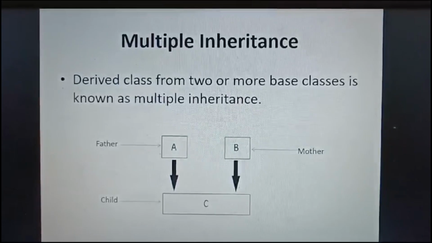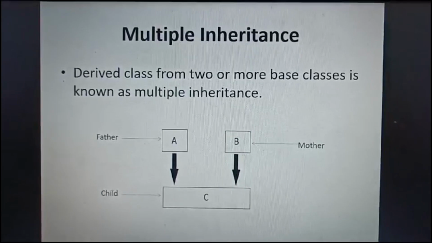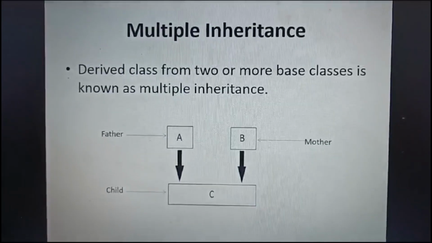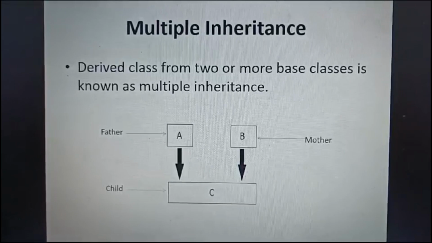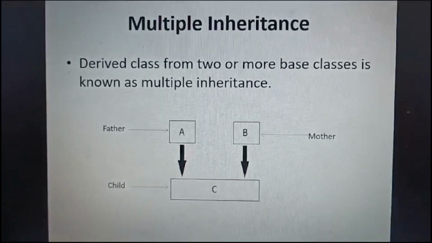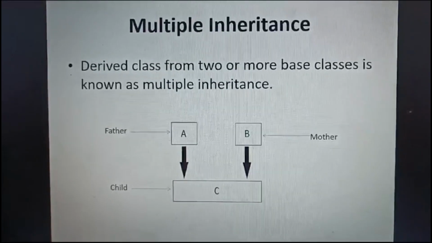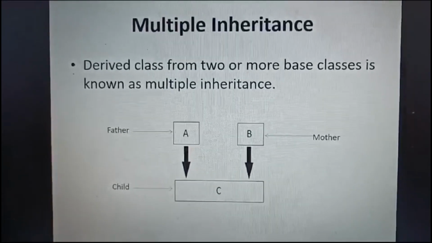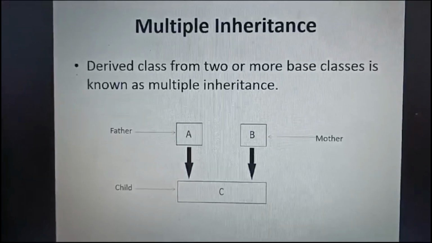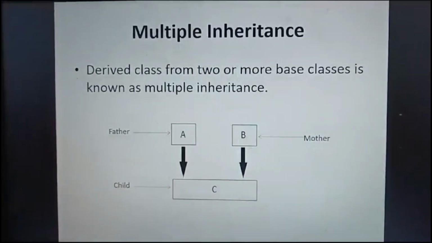Next is multiple inheritance. Multiple inheritance means deriving a class from two or more base classes. Like we have more than one base class. In this example, class A is there and class B is there. These are different classes, and a third class, class C, is derived from these earlier base classes, class A and B. So this is multiple inheritance.